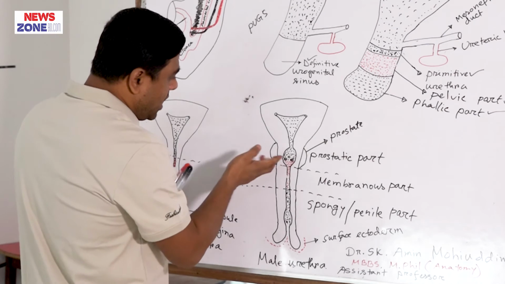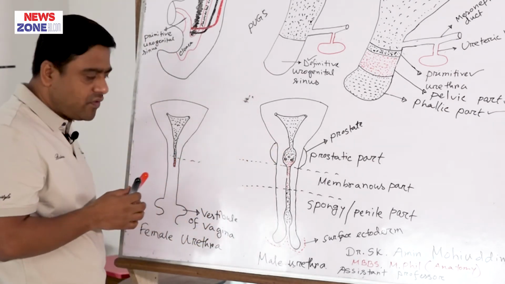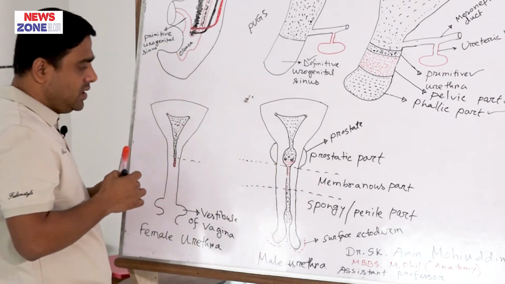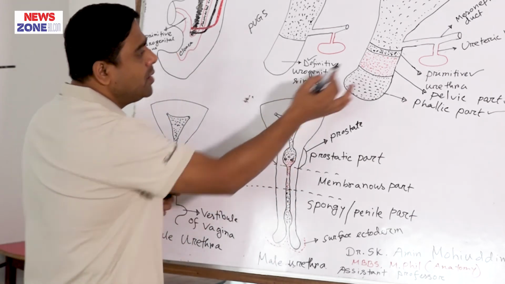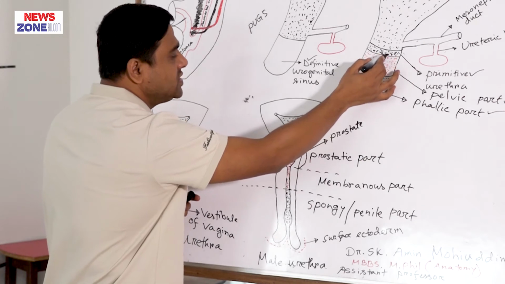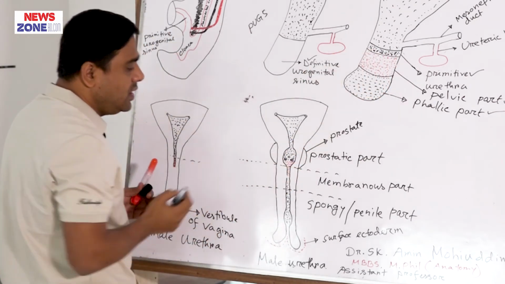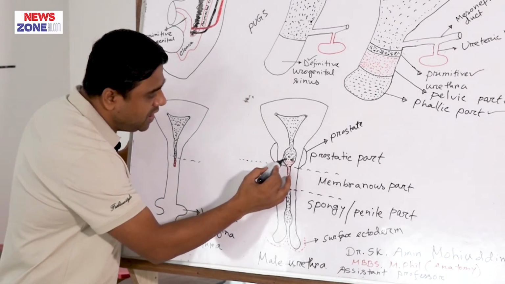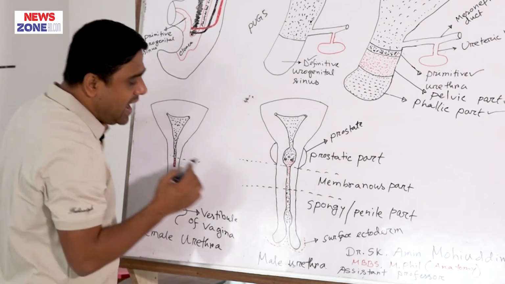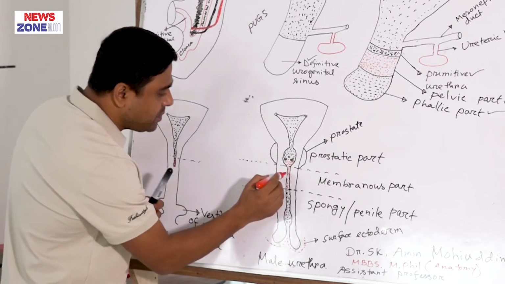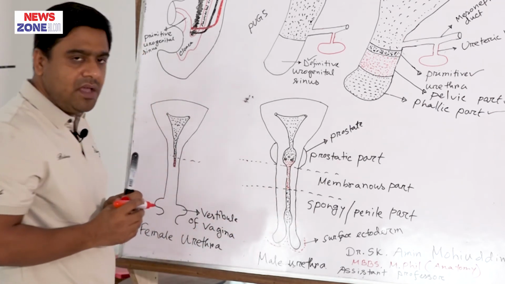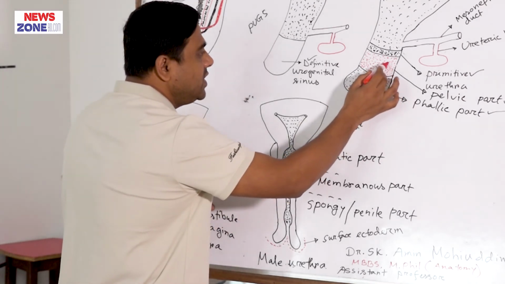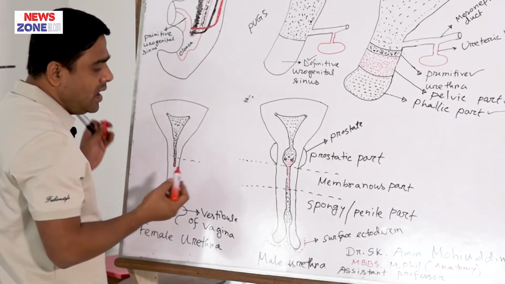So, the prostatic part of the urethra up to the opening of the ejaculatory duct is derived from the primitive urethra which is represented by the black dot, and the lower part of the prostatic urethra below the ejaculatory duct, and also the membranous part of the male urethra, is derived from the pelvic part of the definitive urogenital sinus.